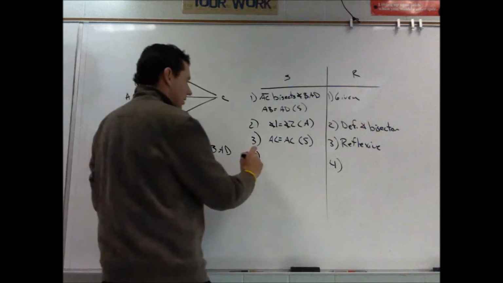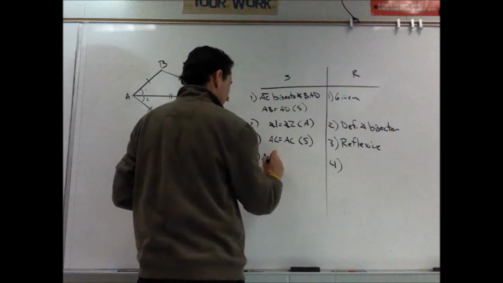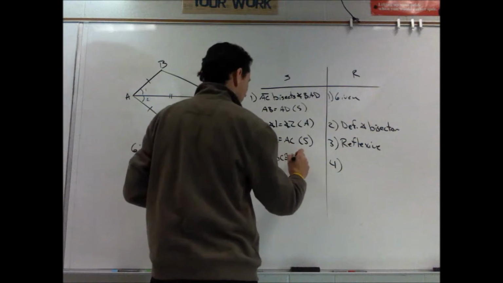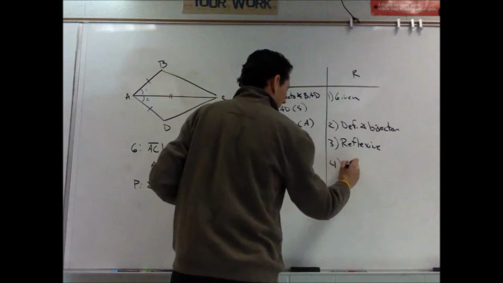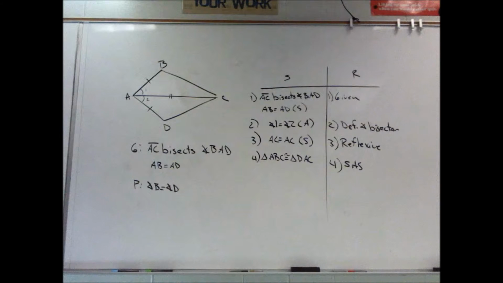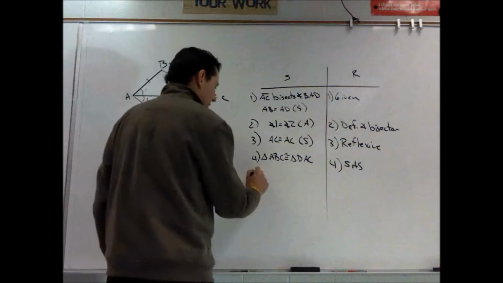So now I can say triangle ABC is congruent to triangle ADC by SAS, side angle side. Now, is that what we're trying to prove? No, we're trying to prove angle B equals angle D. Now we can take it a step further.